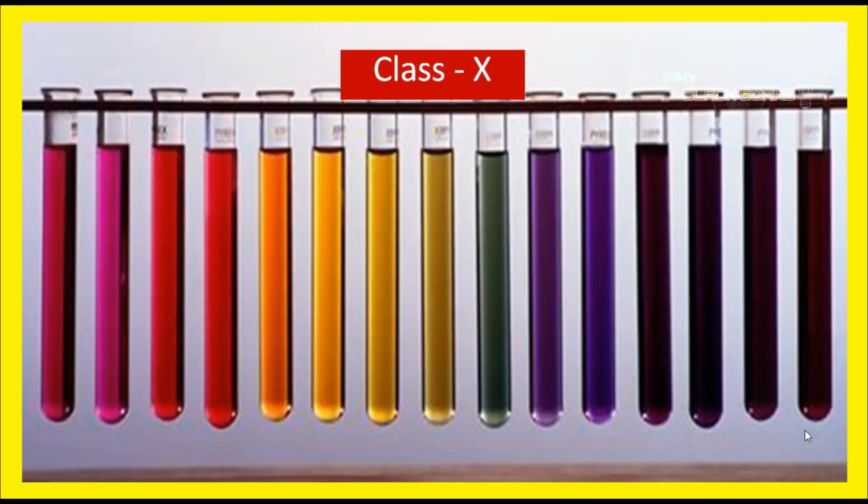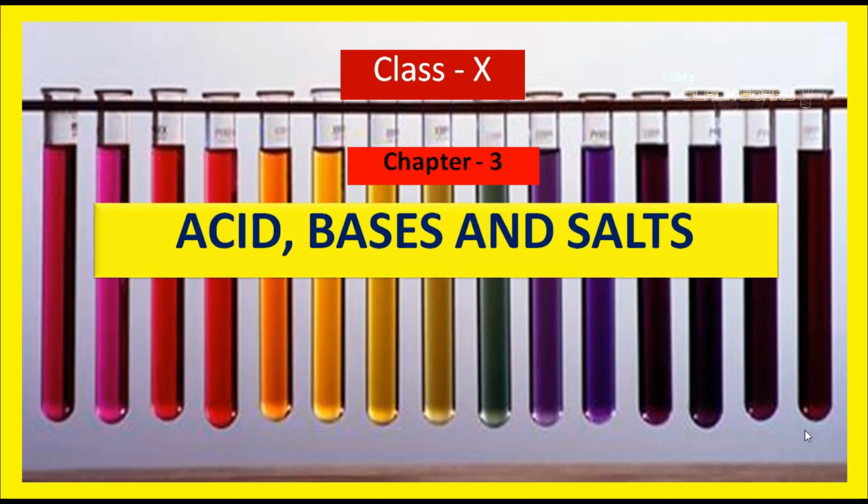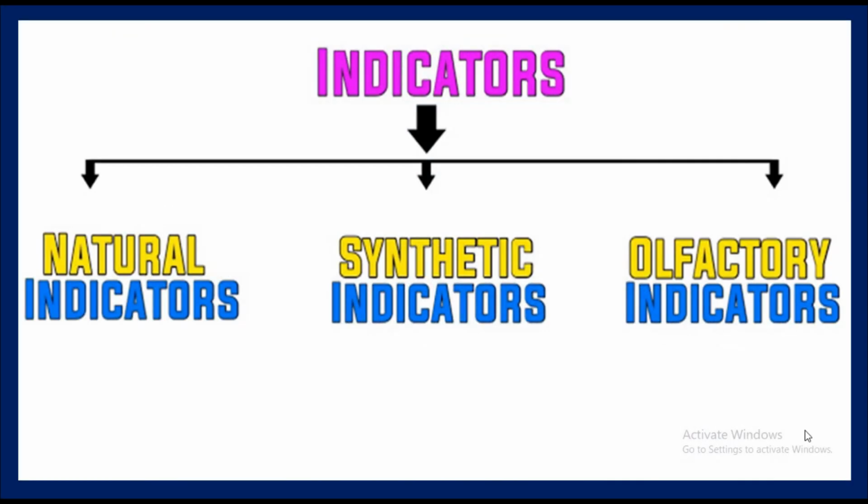Today in this session we are going to discuss Class 10th, Chapter 3, Acids, Bases and Salts, Part 2: Olfactory Indicators. In the previous session we tested the acidity and basicity of substances by using natural indicators and synthetic indicators. So there are three types of indicators that we already know: natural indicators, synthetic indicators and olfactory indicators. Let us recall all those things before going to the next session.